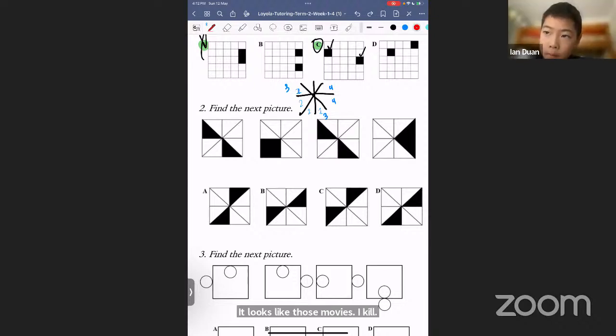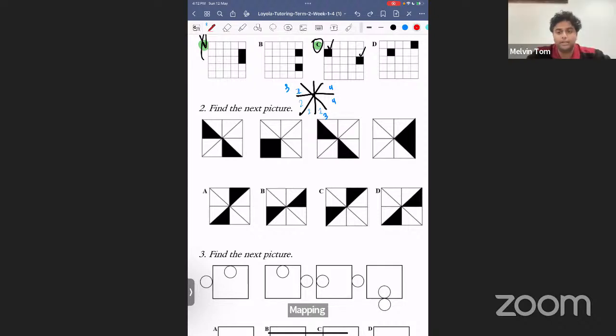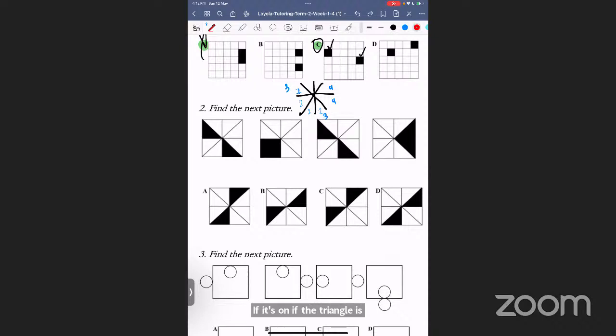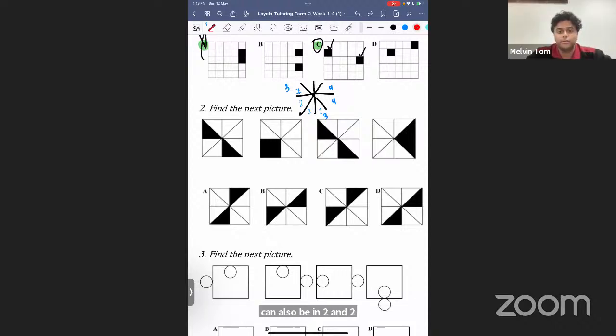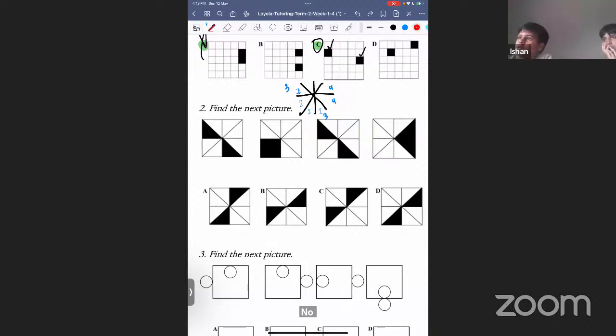Mapping. Yep. Well, not necessarily mapping. I said at the start of this lesson, if the triangle is on one side, then the opposite can also be that. Like if it's in 1 and 1, then it can also be in 2 and 2. It can be cross. Trial and error.